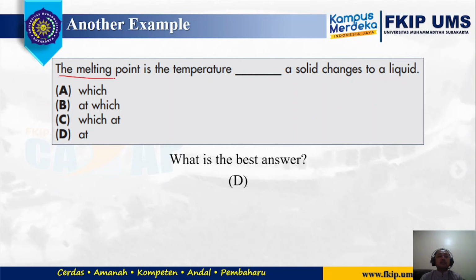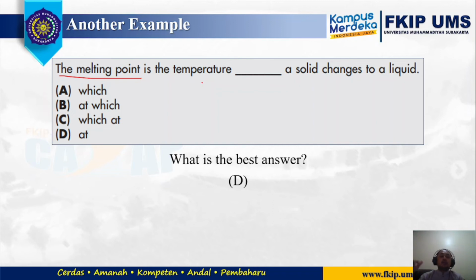The melting point. Do you know the meaning of the melting point? The melting point is just like the, yeah, titik, apa namanya itu, melting, titik cair, bukan titik beku ya, titik cair. Is the temperature. It means that the temperature. It means that there is what is that? For example, 100 degree, 90 degree, 10 degree, 0 degree, or minus 10 degree.